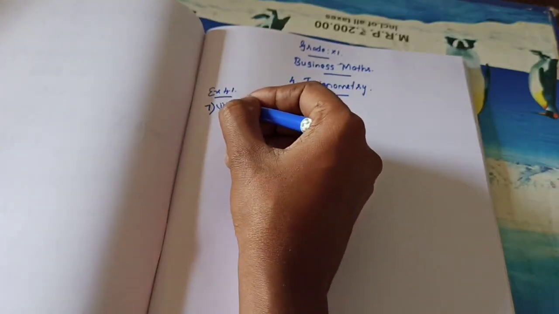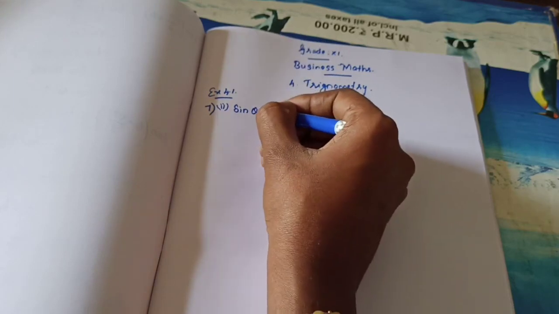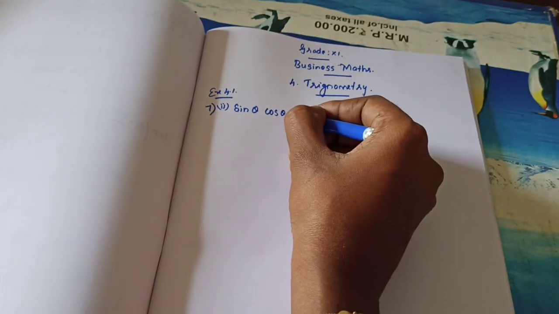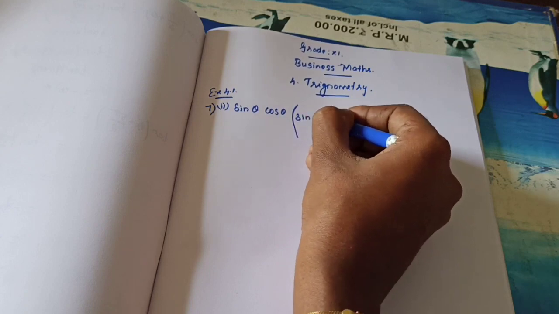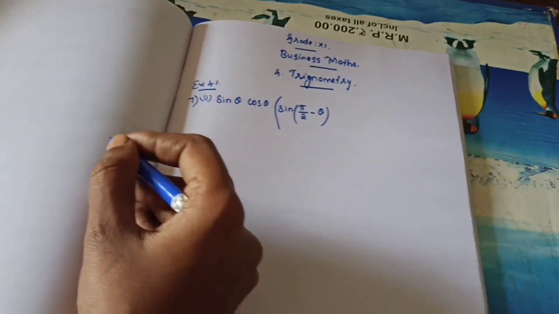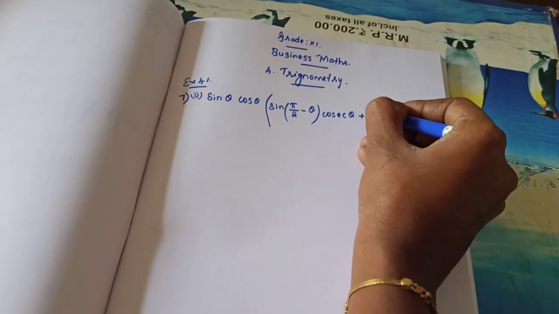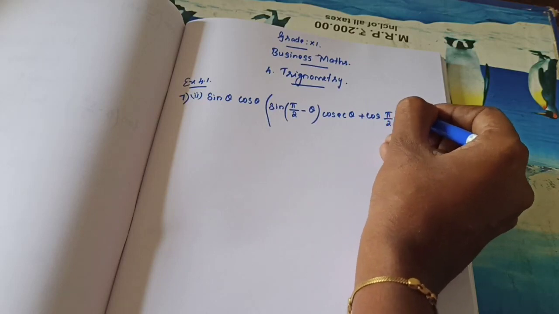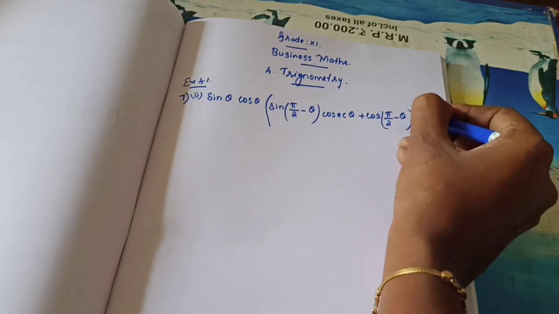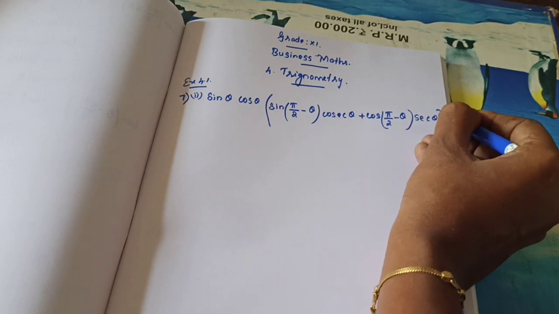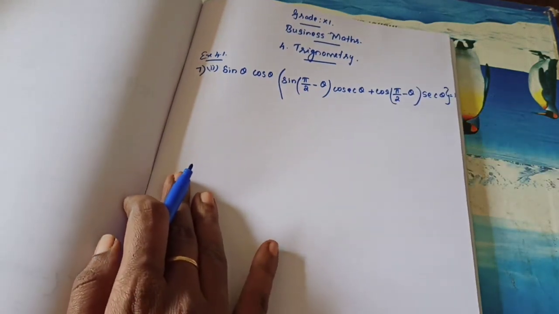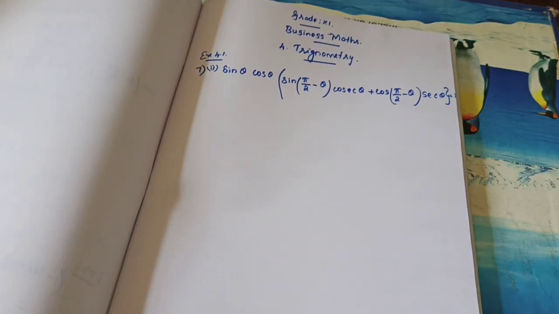So we'll start here. Writing the question: sin theta cos theta, sin of pi by 2 minus theta, cosecant theta, plus cos of pi by 2 minus theta, secant theta, equal to 1. We will find all the values separately and do it.